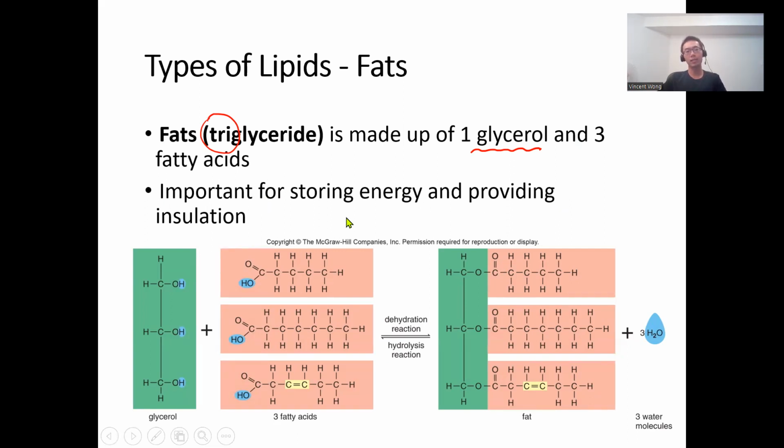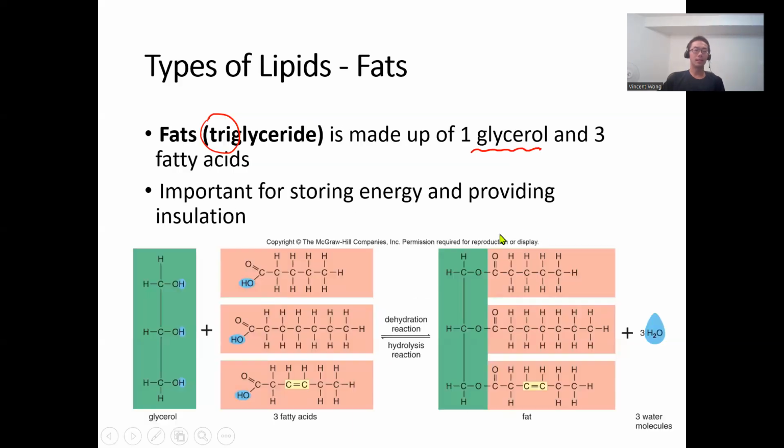So what do we need the fat for? Well, I told you already, it's important for storage of energy, and it's important for providing insulation. It's not uncommon to have a little bit of fatty tissue around major organs to keep them warm. That's what insulation means, right? Like especially in Canada, right? Like -40 outside in the winter. You don't want your heart to get too cold. You don't want your liver to freeze up, right? So the fat will serve as a bit of insulation to keep them safe and warm.